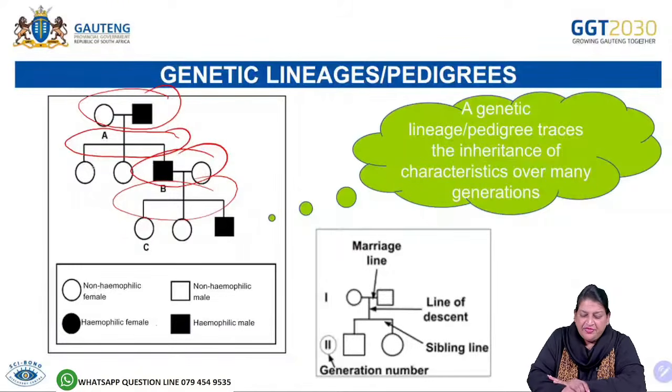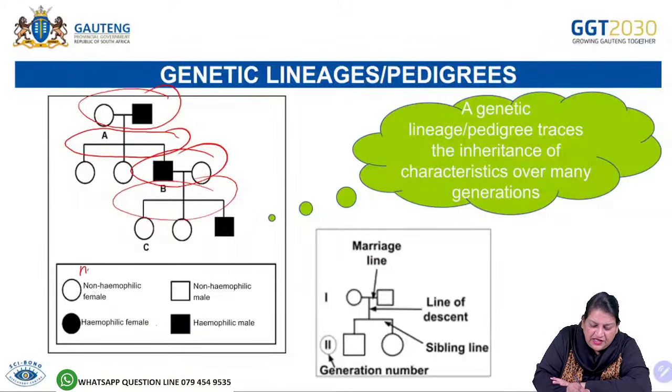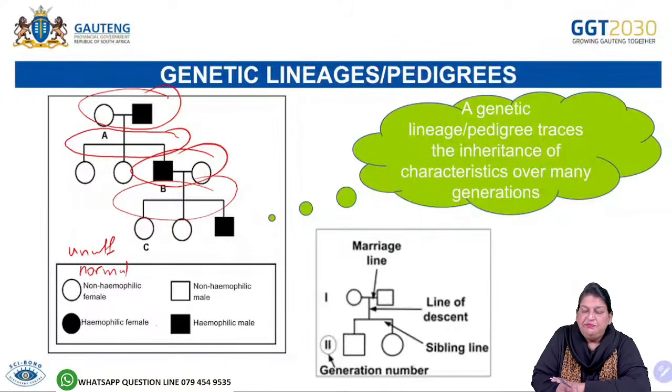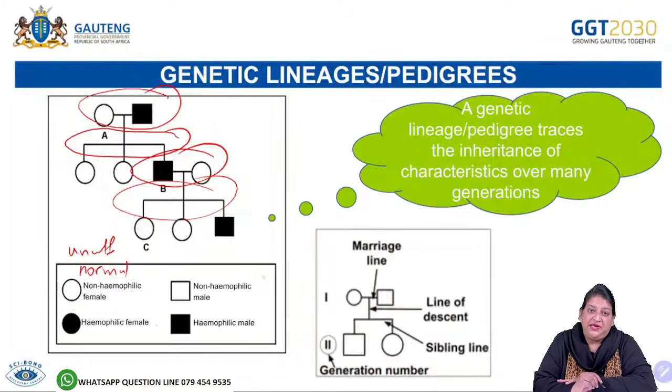Okay. Now this one is particularly talking about non-hemophilic. Remember, if you're non-hemophilic, it just means you are normal. It also means you are unaffected. If you're a non-hemophilic male, it simply means you are an unaffected or a normal male. Right. So here, remember that a square is a male, and a female is a circle. This is a shaded one. This is a key in a pedigree diagram. You must always get a key.